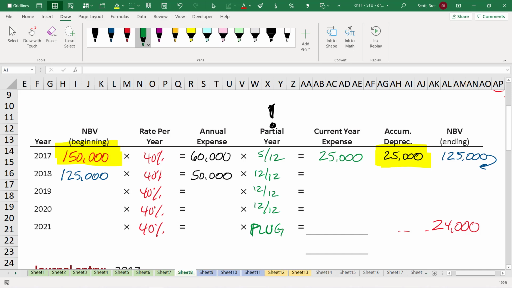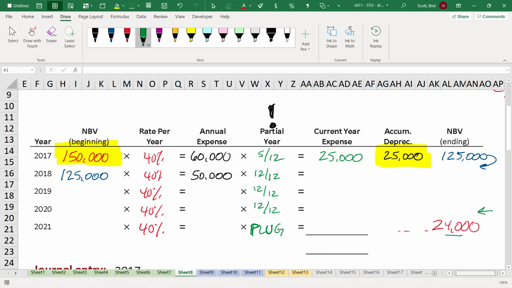Don't worry about 7/12. When we get down to the bottom, you'll see that we can't just use the bottom number here, whatever we calculate. It has to be the difference between the 24,000 and whatever is up here as our net book value at the beginning of that year. Let's just keep going forward.